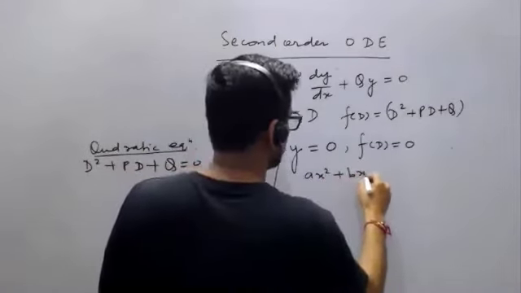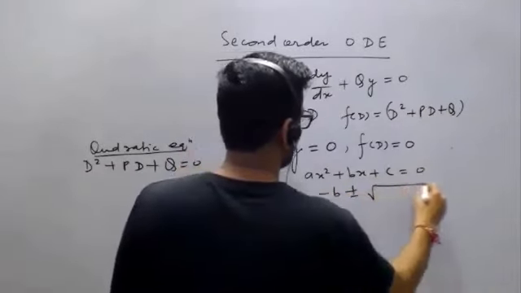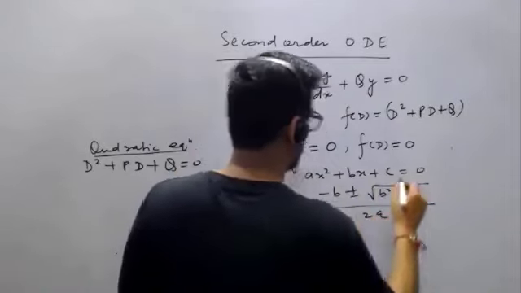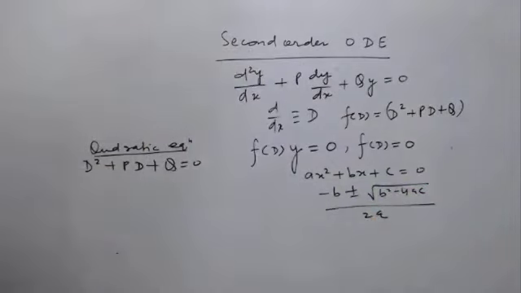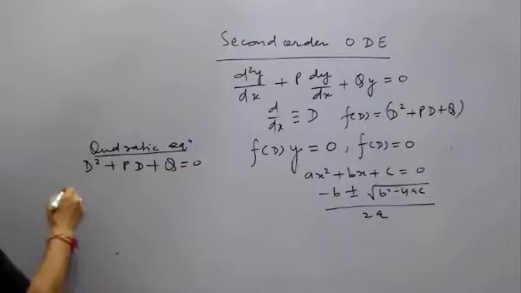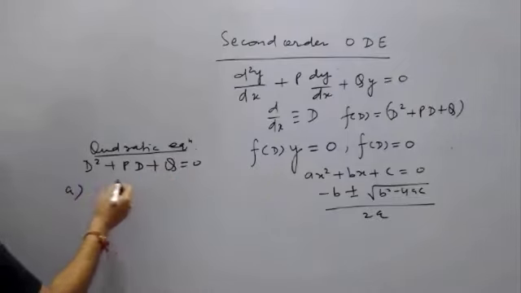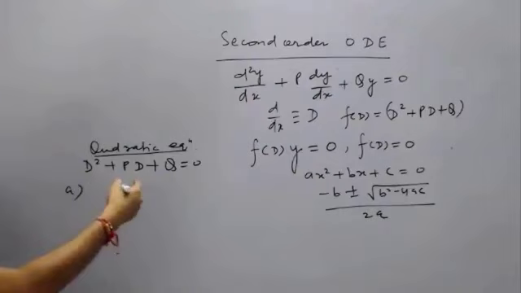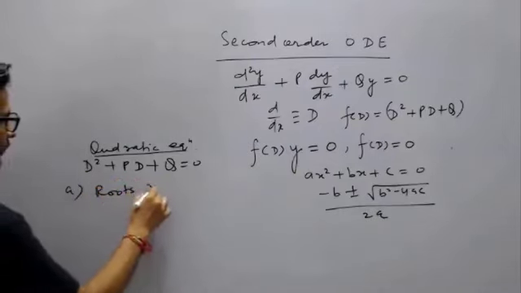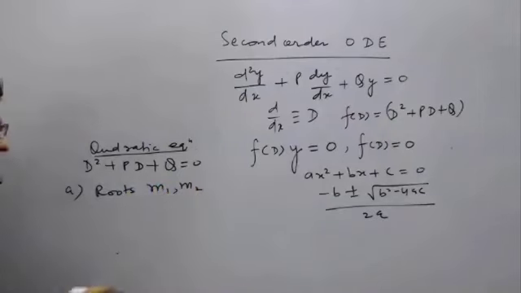I hope everybody knows this solution. Ax square plus bx plus c is equal to 0. If this is a quadratic equation, x is equal to minus b plus minus under root b square minus 4ac upon 2a, the Sridharacharya formula. Okay, so this is the quadratic equation. What type of solutions do they have? That solution is known as roots. Suppose m1 and m2 are the roots. Two roots will come from the quadratic equation.